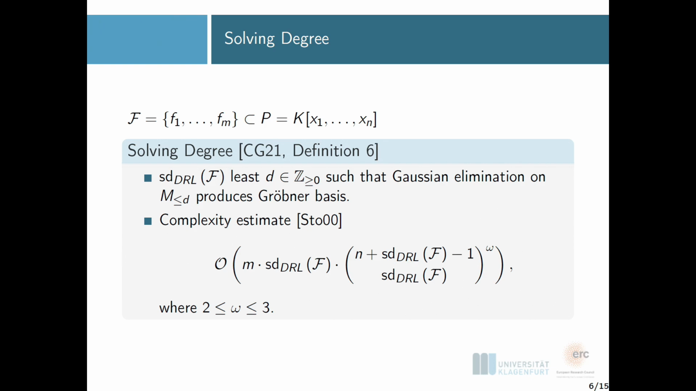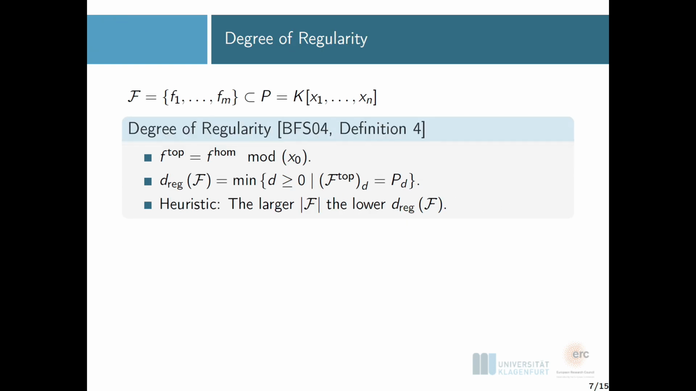And once you know the solving degree, then you can bound the size of the matrix, and you can express the cost of Gaussian elimination with this binomial coefficient in the number of variables and the solving degree. Okay, and another important quantity in this Gröbner basis complexity literature is the so-called degree of regularity.